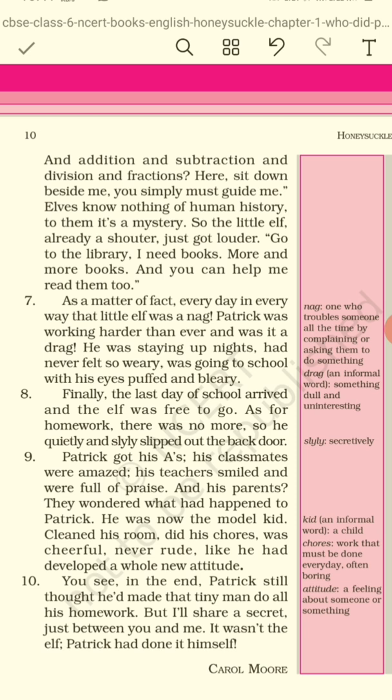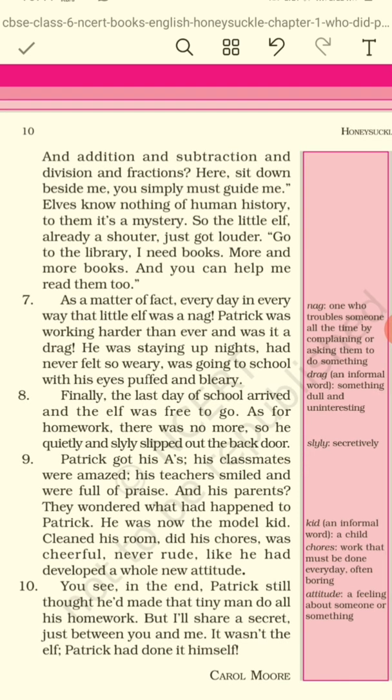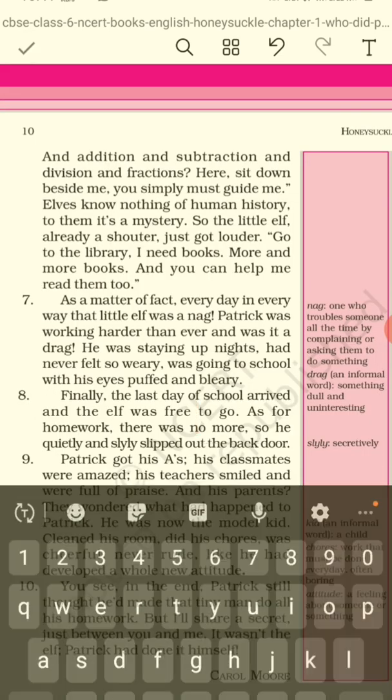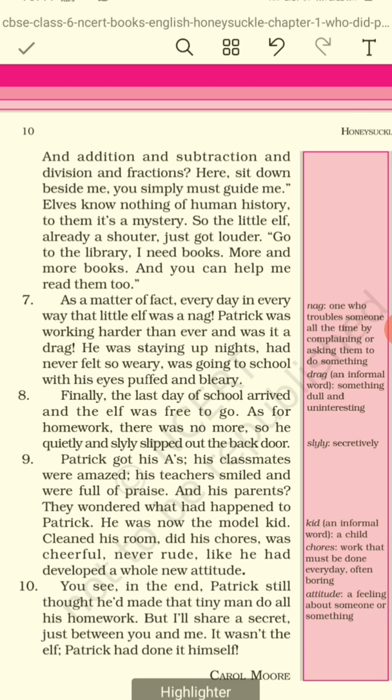So the little elf already shouter just got louder. Go to the library. I need books, more books, and you can help me read them too. Okay. So in a way, the elf was more or less dependent upon Patrick, the young boy, to complete his homework, because he had no idea of human history. To him, human history was nothing but mystery.